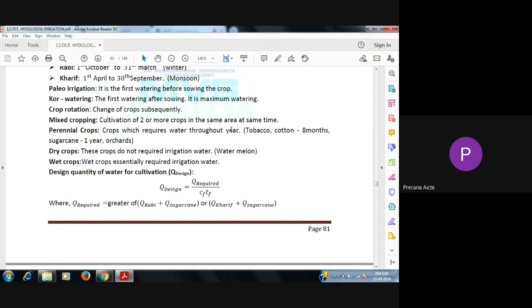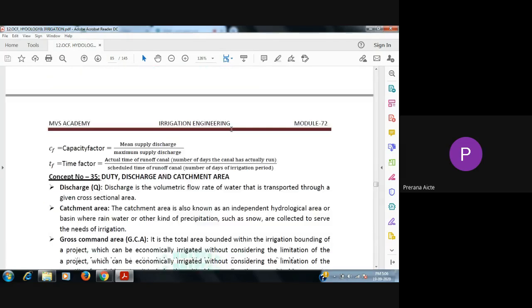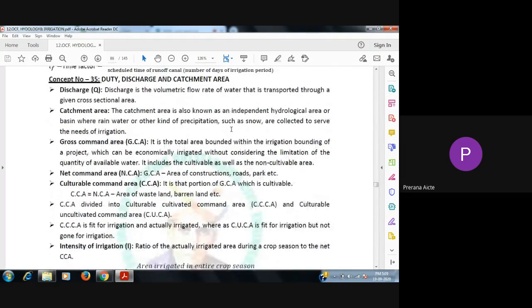Design quantity of water for cultivation: Q design is the design water required, equal to CF into TF. Of course this is a formula, and you need to remember it. Then the next topic is duty, discharge and catchment area. Discharge is the volumetric flow rate of water transported through a given cross-sectional area, with the formula Q equal to A into V.